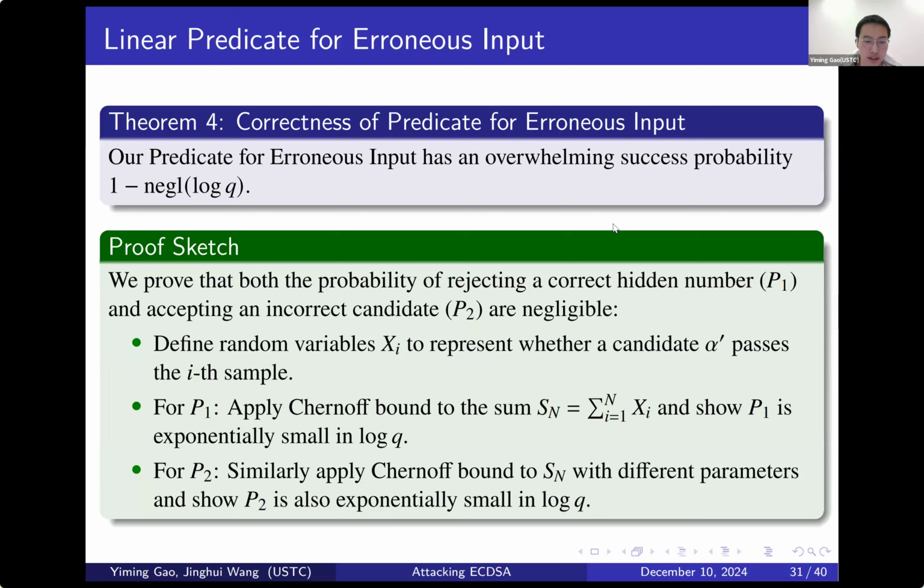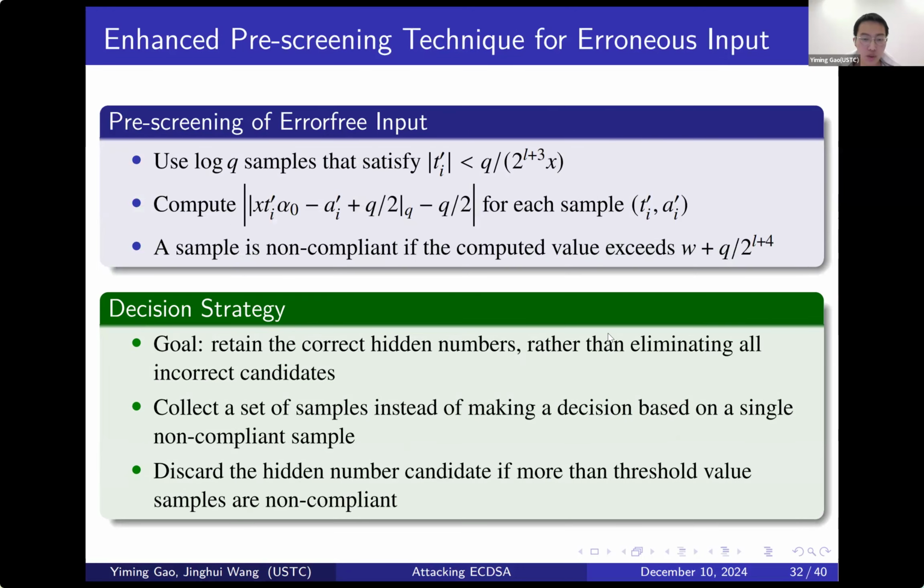We also prove the correctness of this predicate. As stated in Theorem 4, the algorithm has an overwhelming success probability. We use the Chernoff bound to prove it. Then we enhance the pre-screening technique for erroneous input. Different from the predicate, the goal of pre-screening is to retain the correct hidden numbers, rather than eliminating all incorrect candidates. The strategy is similar: we discard a hidden number candidate if more than a threshold value of samples are non-compliant.